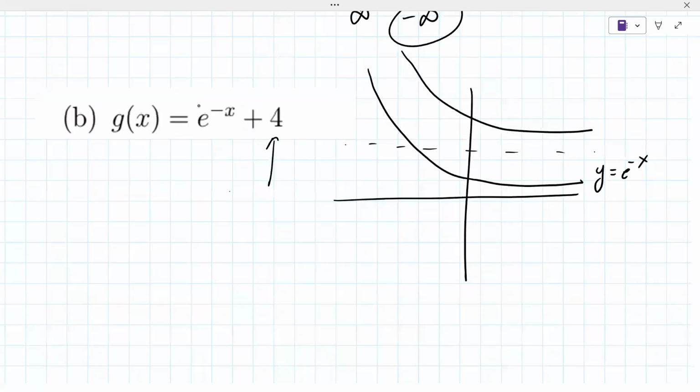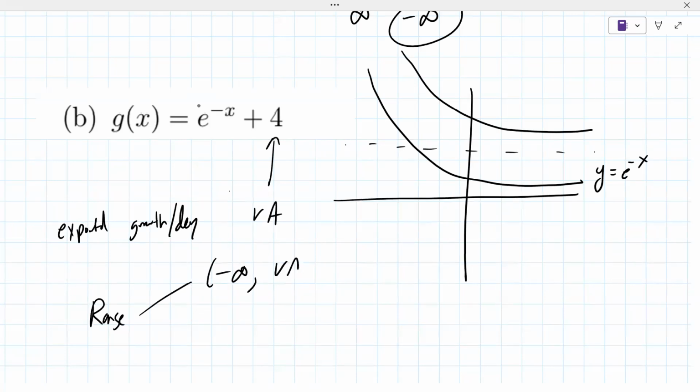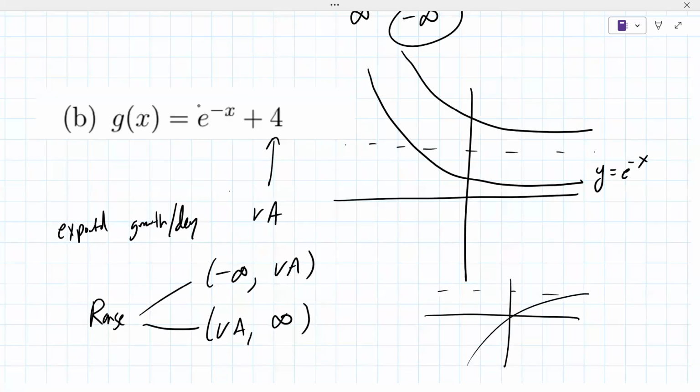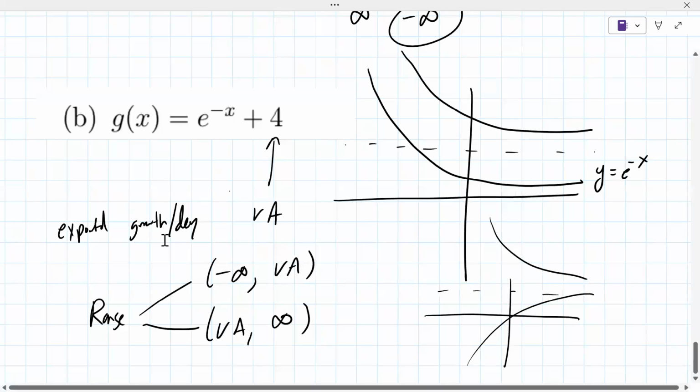So we didn't say it in the previous problem, but in exponential growth or decay, which is what you have potentially here, this is called the vertical asymptote. The range, depending on your problem, is either -infinity to the vertical asymptote, or the vertical asymptote to infinity. Those are the two possibilities for the range. It depends whether it's approaching it from the bottom or the top.